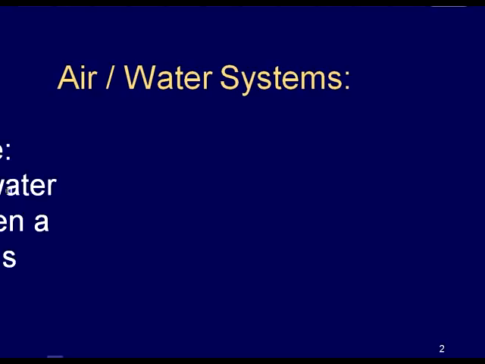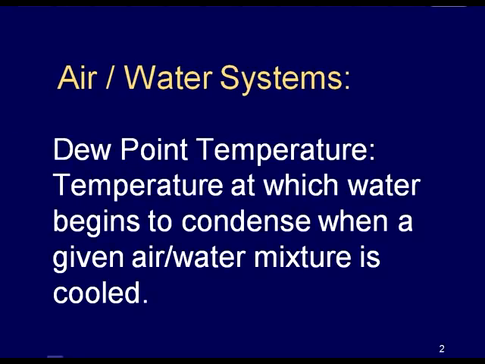Okay, the air-water systems. First thing we want to do is define what the dew point temperature is. If you have air with water in it, the dew point temperature is the temperature at which water begins to condense when a mixture is cooled. So if you wake up in the morning, you'll notice that often there's dew on the ground, and that's when the air is saturated with water. When it gets saturated with water, dew will start to form, or you'll see fog.